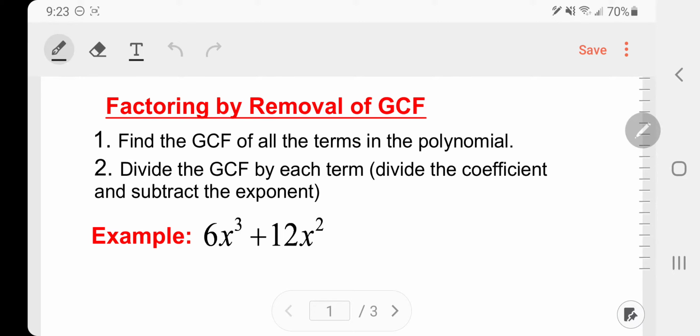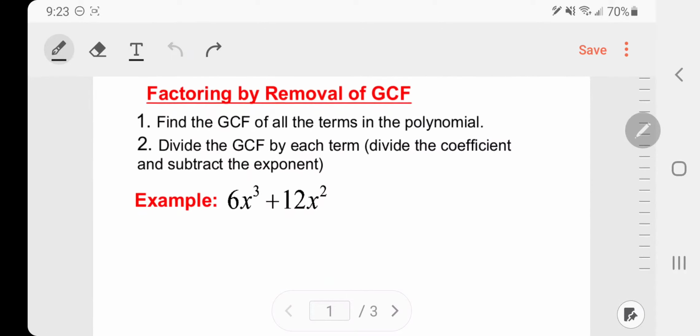The first thing you want to do is find the greatest common factor between all of your terms. And then in order to remove that, what you're going to be doing is dividing that GCF by each of your terms individually. Now, we know the rules for dividing is you're just dividing by the coefficient and subtracting the exponent. So as I go through these questions, just keep that in mind.